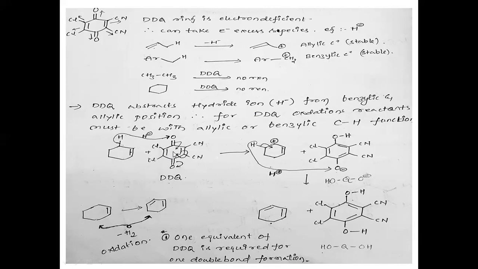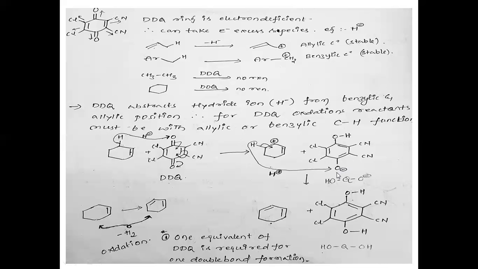Now DDQ, due to its high electron deficiency, can abstract H minus from this allylic position, and H minus goes and attaches to this oxygen. Then this carbon-oxygen bond pair of electrons is shifted over here, this carbon-carbon double bond pair of electrons is shifted here, and this carbon-oxygen bond pair of electrons is shifted onto the oxygen. You can see the allyl carbocation is formed, and the DDQ is converted into an oxide.